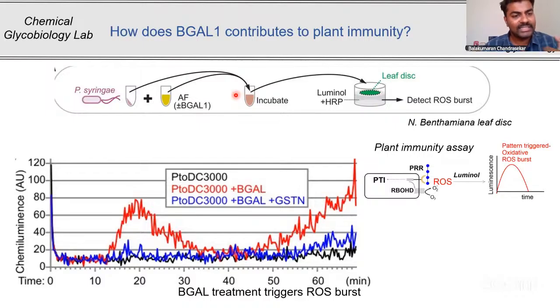And after this, we collected the bacterial pellet and spiked it onto a leaf disc, which has two important substrates, that is luminol and horseradish peroxidase. This is a very important classical plant immunity assay to test if there is an elicitor released upon action of the beta galactosidase enzyme, or if there is an elicitor present in your biological sample. If an elicitor is present in the sample, this elicitor will bind to the PRRs, the pathogen recognition receptors, present on the leaf disc, and after receiving the elicitor, this will trigger the PTI responses.